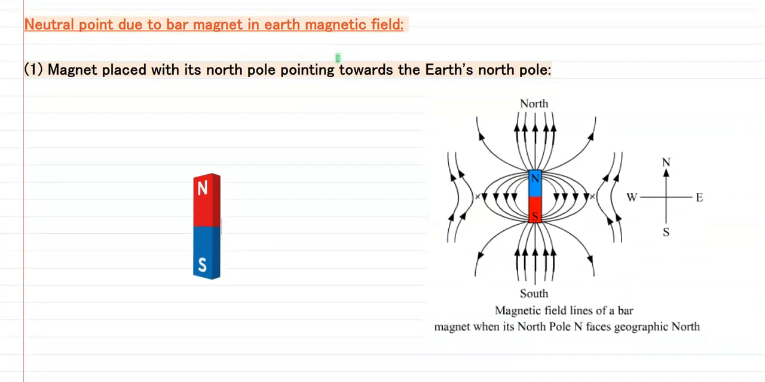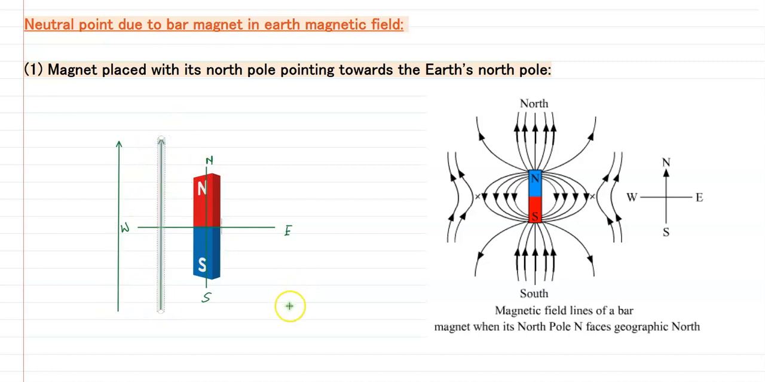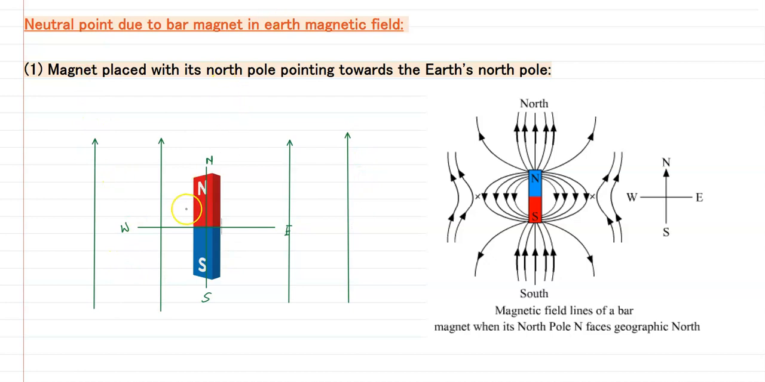So we know Earth is a magnet and its magnetic field is directed from south to north. Let me show you. Just like that, the magnetic field lines of Earth's magnetic field are directed like that. These are the Earth's magnetic field lines. Also, for this bar magnet, the magnetic field lines emerge from the north pole and enter into the south pole, just like that.